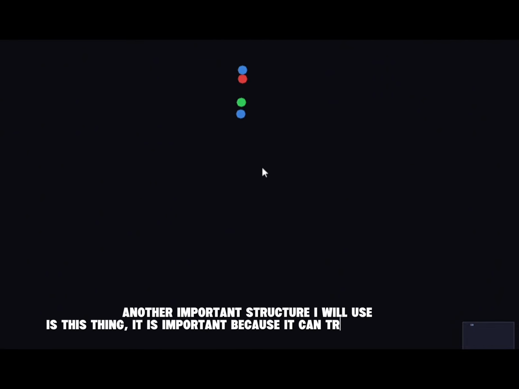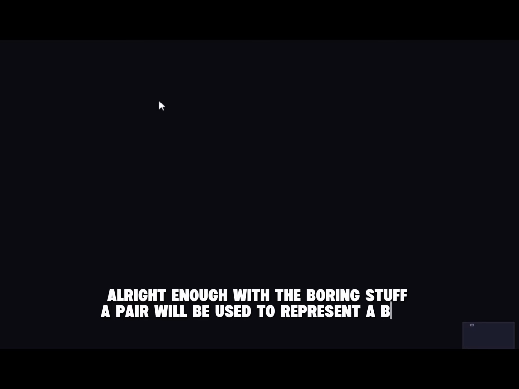Another important structure I will use is this thing. It is important because it can transfer to pairs. Alright, enough with the boring stuff.